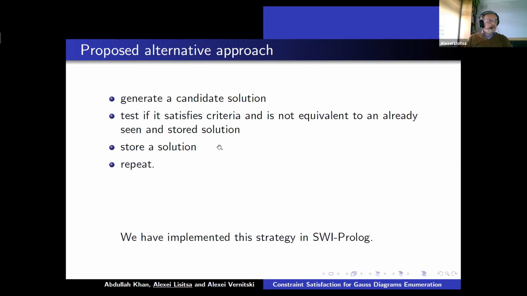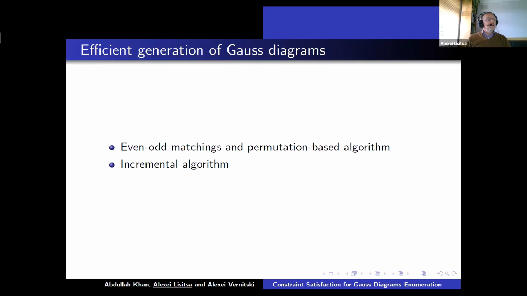Well, as you see on the screen: generate a candidate solution, test if it satisfies the criteria, and check also if you have already seen an equivalent one. And if it passes through these checks, then store the new solution and repeat until you exhaust all possible candidates. And we implemented this strategy in SWI Prolog as an algorithm suite. And now let me show you some interesting, nice mathematical statements which rely on these algorithms for diagram generation.